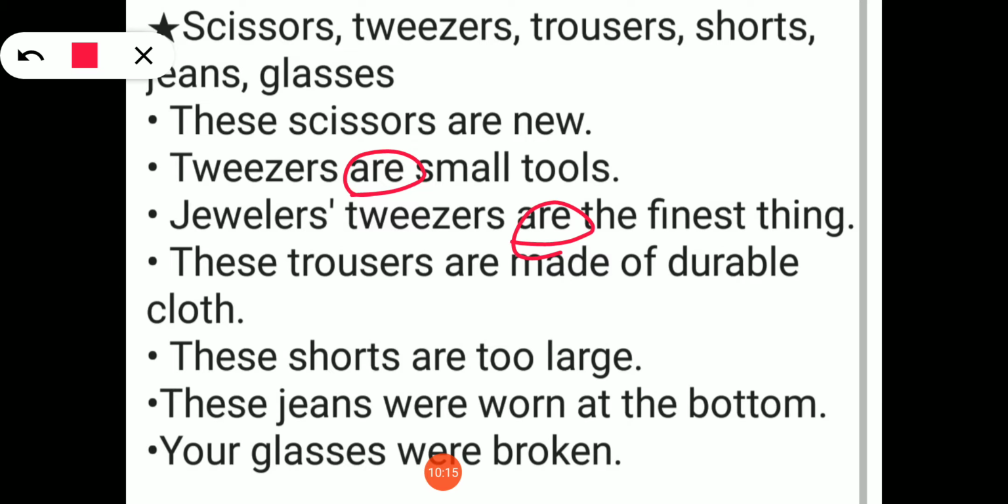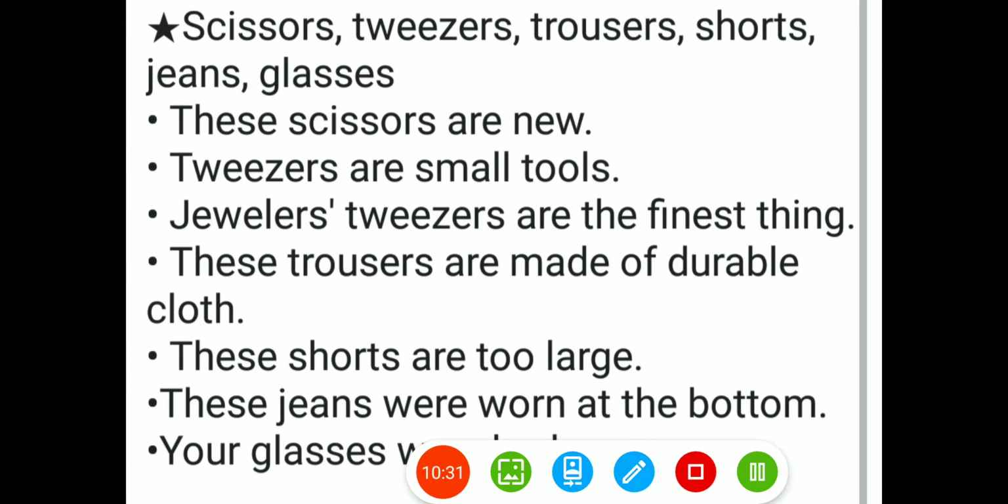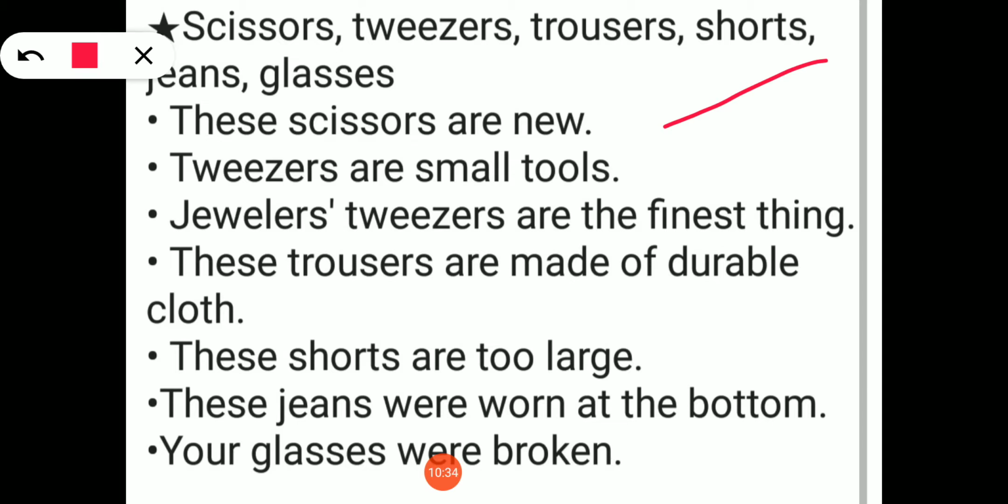So tweezers are small tools used for pulling or picking out small objects, very minute objects. To remove them, they'll be using tweezers. It will be looking like this. It will be a little bit bent and sharp at the edge. It will be used for pulling or picking something, a small thing.